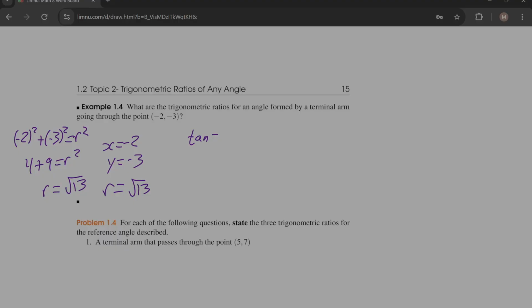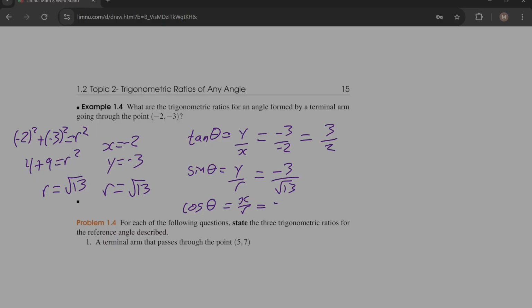So let's write our ratios here. Tangent of theta is always equal to y over x. So that's equal to -3 over -2, which is 3/2. (-2, -3), that's in quadrant 3. Tangent is positive in quadrant 3. That matches with what we know. Sine theta is y over r, which is -3 over root 13. Nothing to simplify there. Cos theta is x over r, and that's -2 over root 13. There are our three ratios.